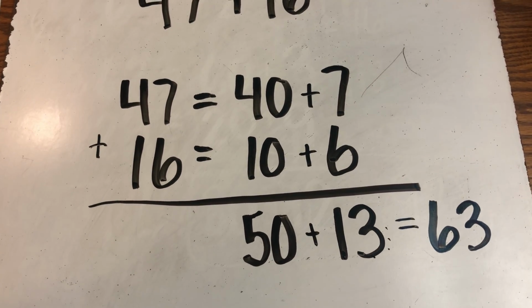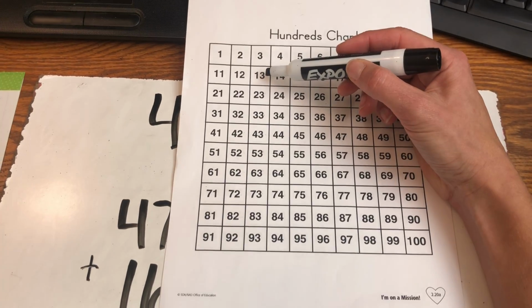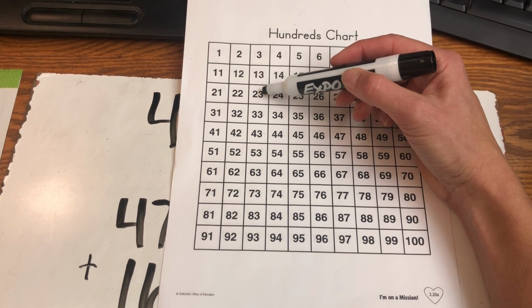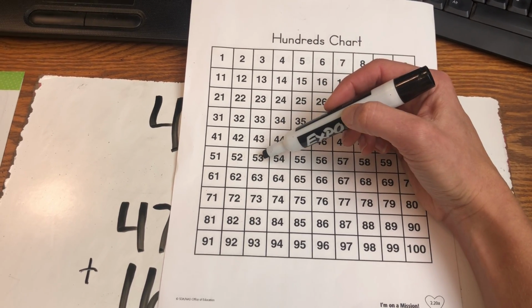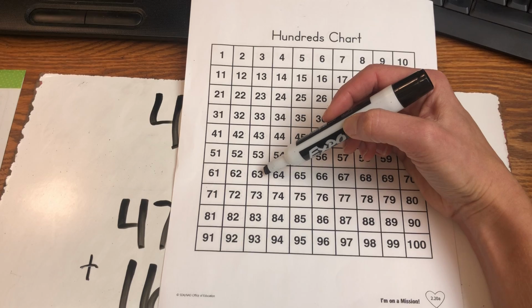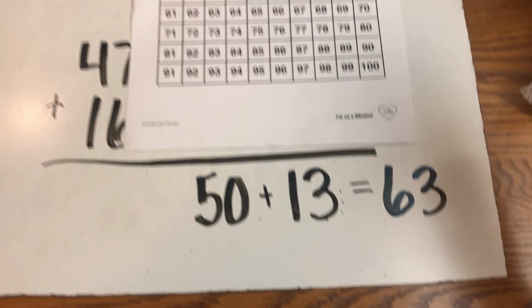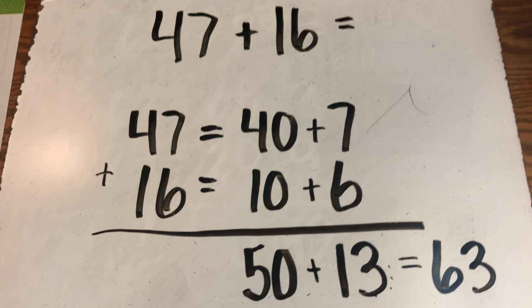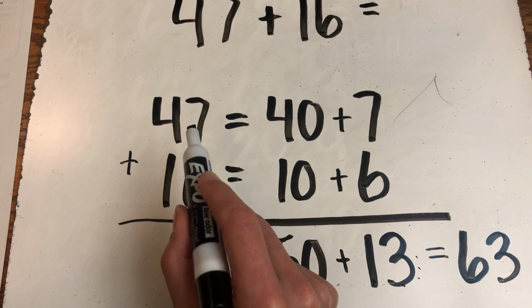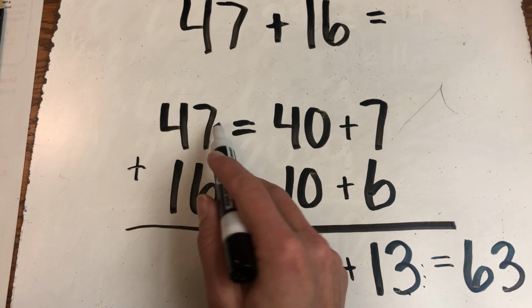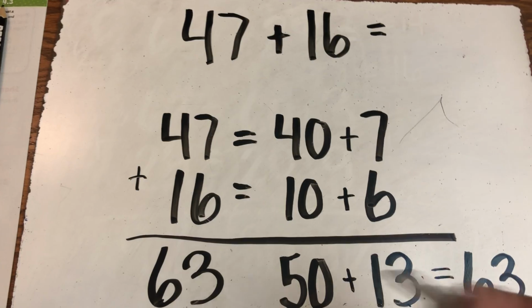It would look like this. 13, let's hop 50. 10, 20, 30, 40, 50. What did I end on? 63. Am I right? Yes. It's always good to check also. So, come back here. 47 plus 16 is 63.